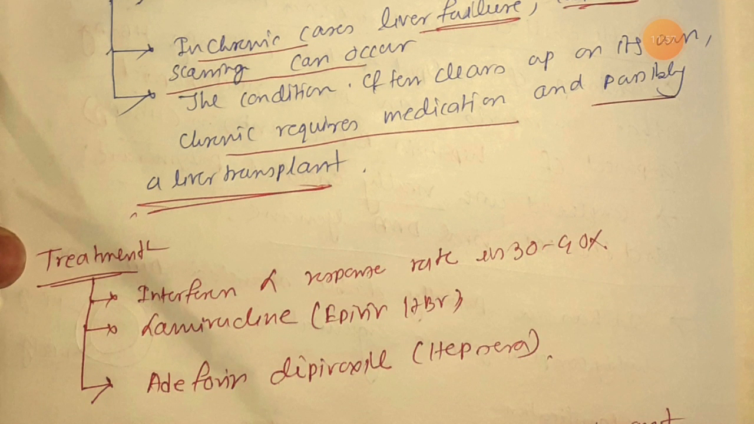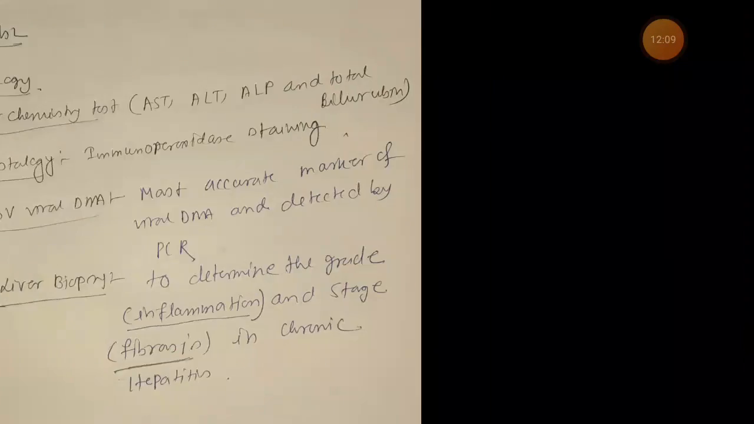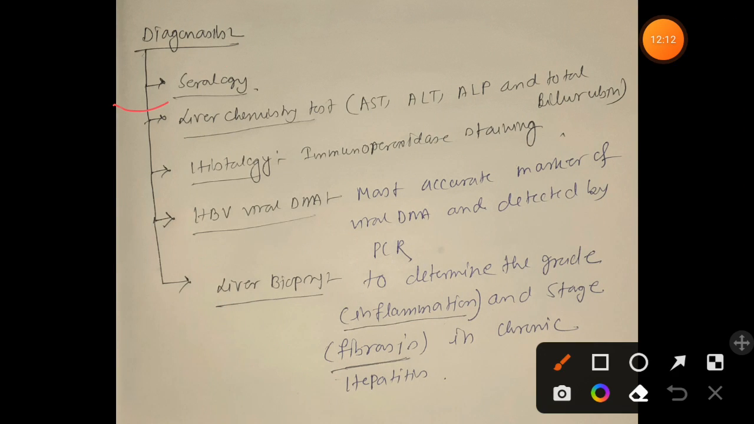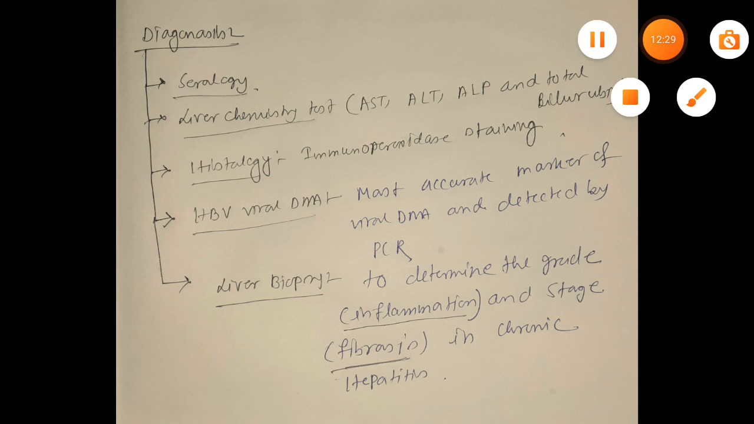Treatment mainly includes interferon alpha with a response rate of 30 to 40 percent, lamivudine (Epivir HBV), and adefovir dipivoxil, that is Hepsera. And last, diagnosis: serology, liver chemistry tests, histology, immunoperoxidase testing, and HBV viral DNA, the most accurate marker of viral DNA, detected by PCR. Liver biopsy determines the grade of inflammation and stage of fibrosis in chronic hepatitis. Okay, so let's remember with me.